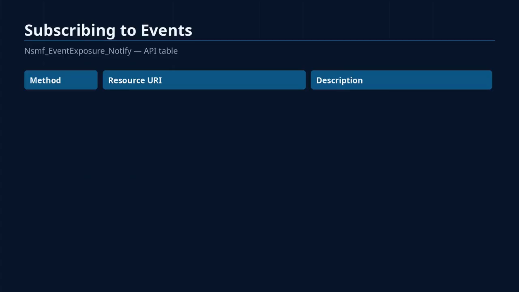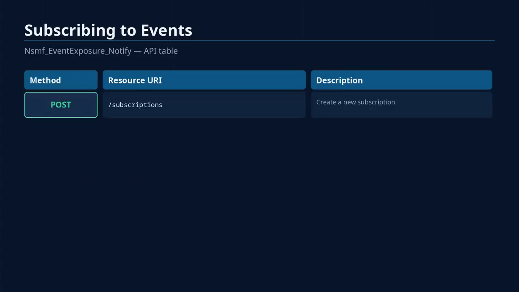Here's the part that matters. Getting these events wired up isn't automatic. It works through 3 precise operations, and the API table spells them out with exact HTTP methods.